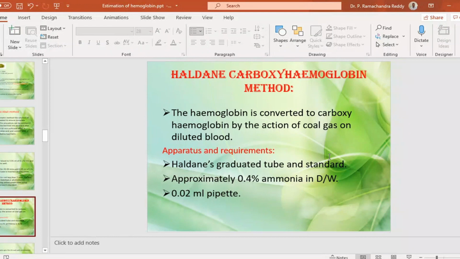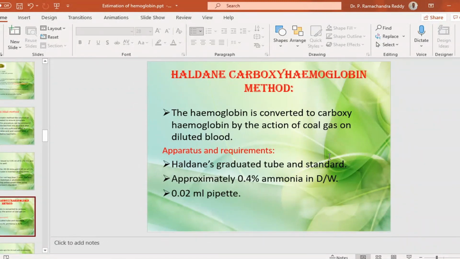But for carboxyhemoglobin estimation, you have to go for the Haldane method. In the Haldane method, hemoglobin is converted to carboxyhemoglobin by the action of coal gas on the diluted blood. The apparatus required is Haldane's graduated tube, a standard, approximately 0.4% ammonia in distilled water, and a 0.02 ml pipette. That means a 20 microliter pipette is required.